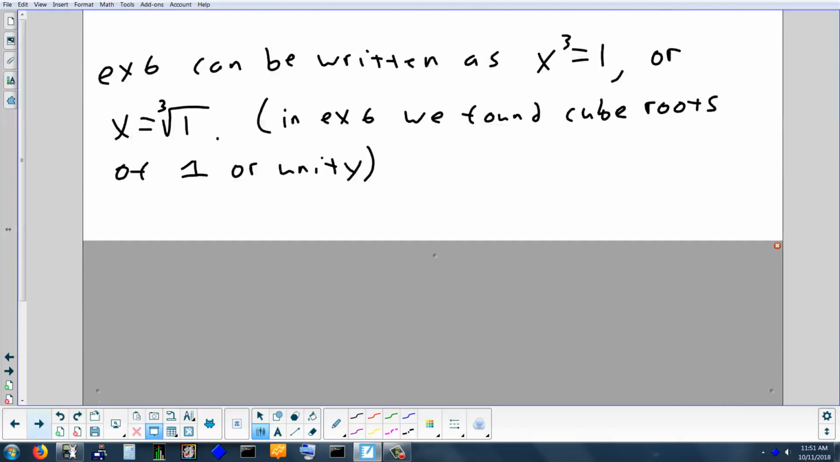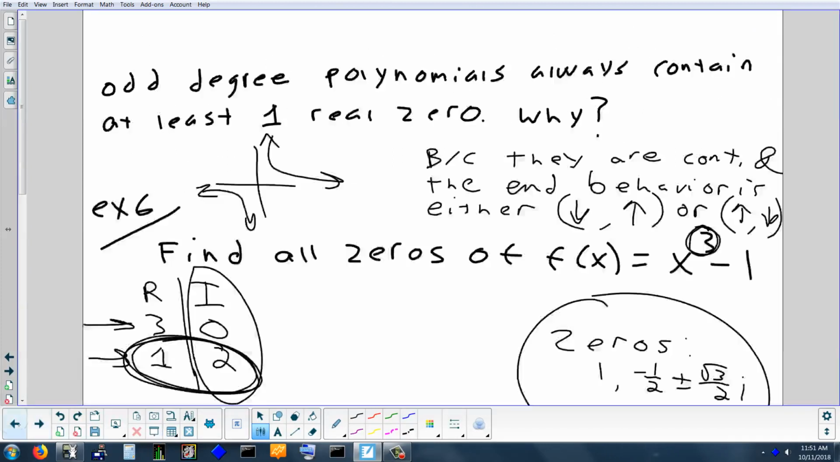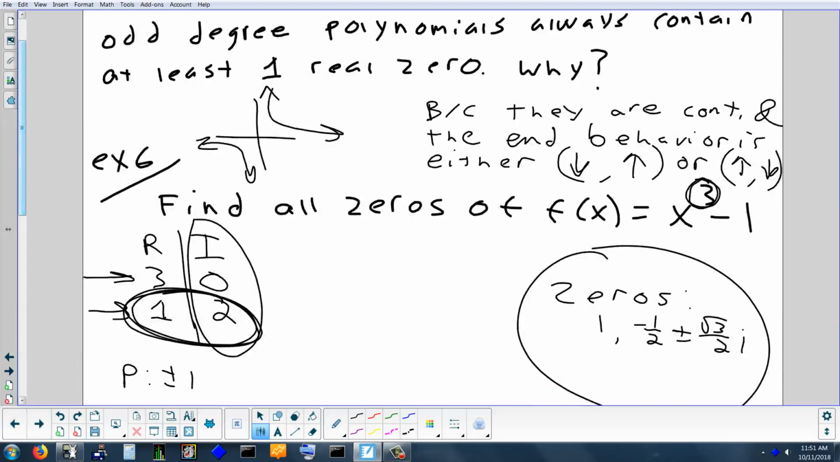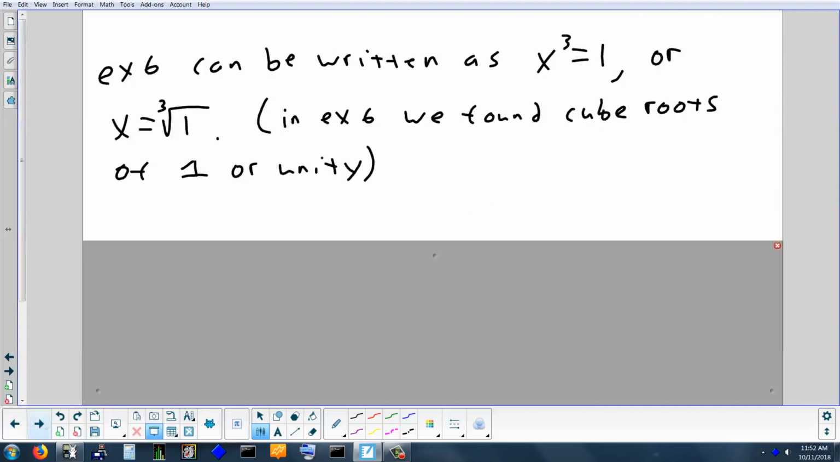Alright, so let's look at this. So in example 6, 0 equals x cubed minus 1. That's basically what this says. We found the roots. 0 equals x cubed minus 1. Well, if you add 1 to each side, you get this. To solve that problem, if you were thinking about it from an Algebra 1 point of view, if the person knew what they were talking about, they would tell me to take the cube root of each side.